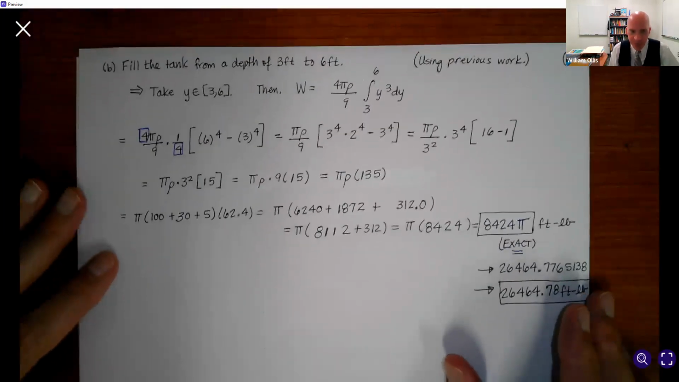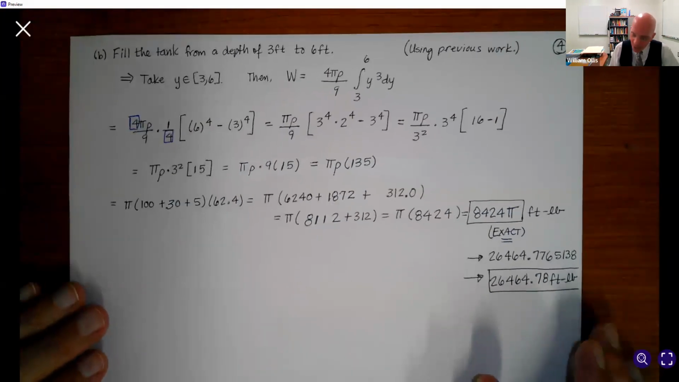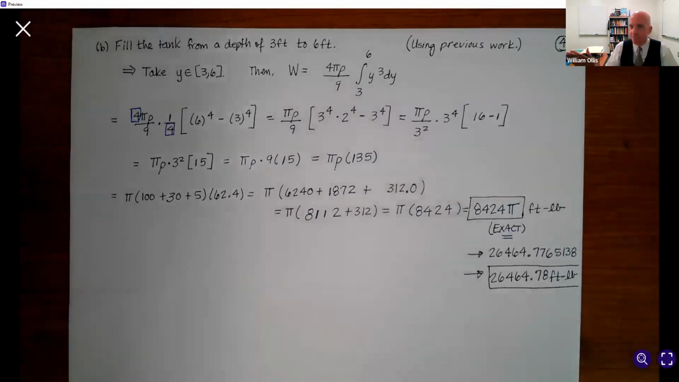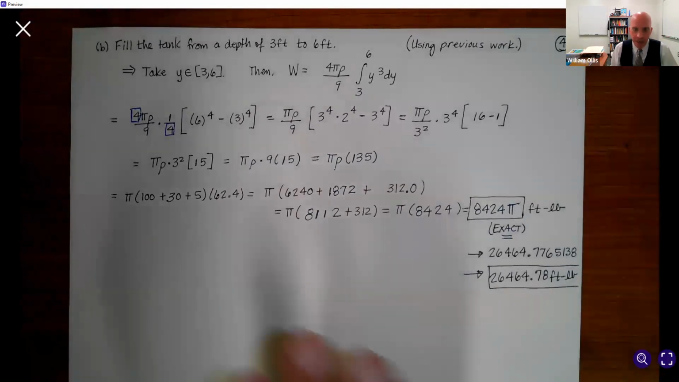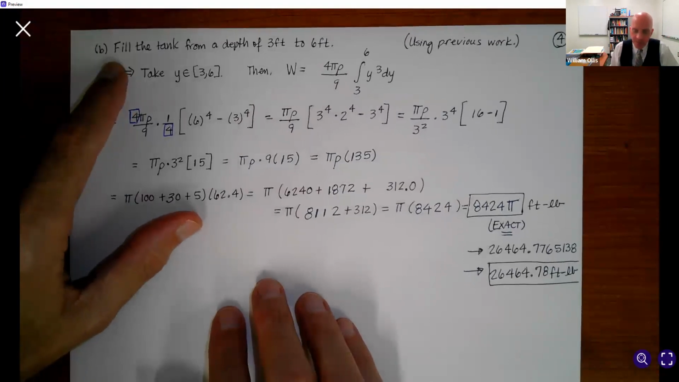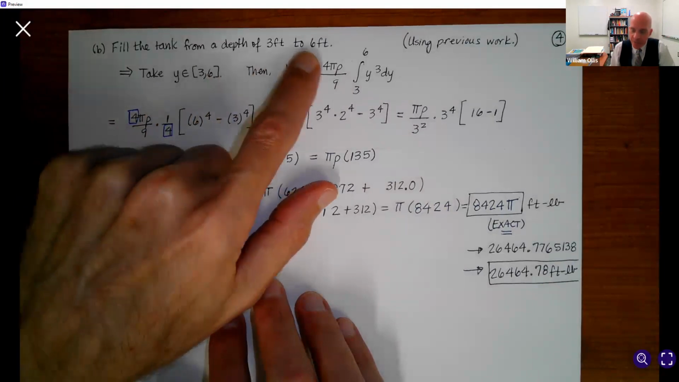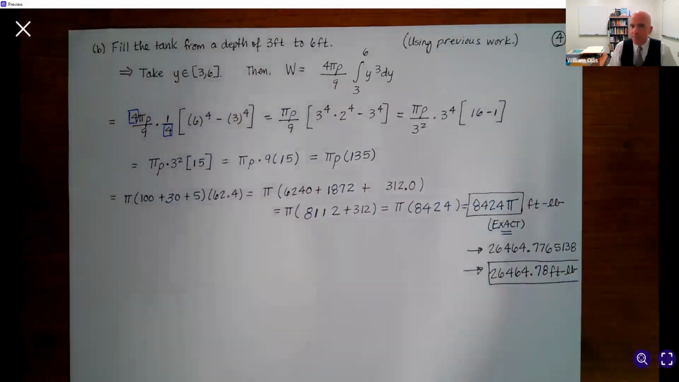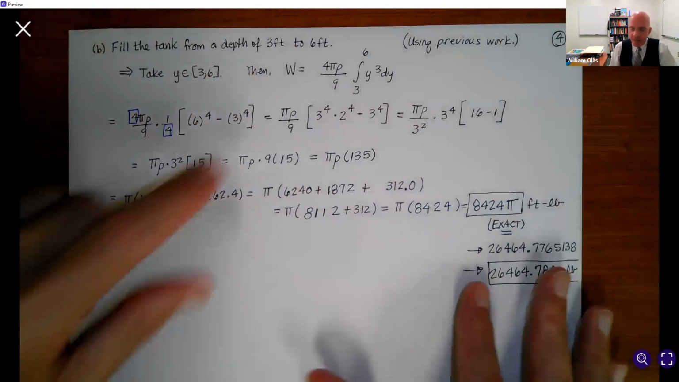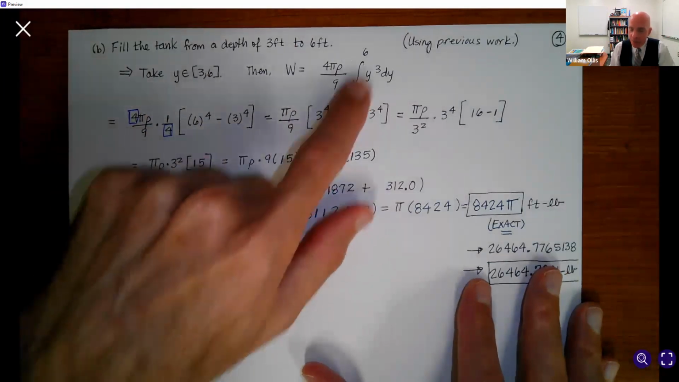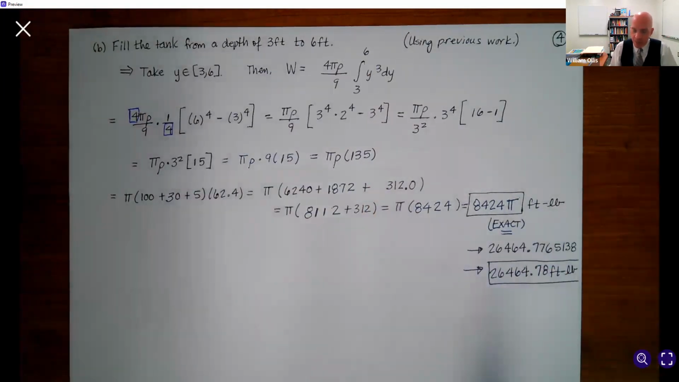Now, here we go. Well, I don't have to lie to you. Here was the B part, and I actually did the B part. So you don't have to do this. You're good. Now, the B part was fill the tank from a depth of 3 to 6. See, that's what I was saying before. I don't even need to bother to do this. That just changes the limits from 3 to 6. That's the only difference here. So everything else is exactly the same.